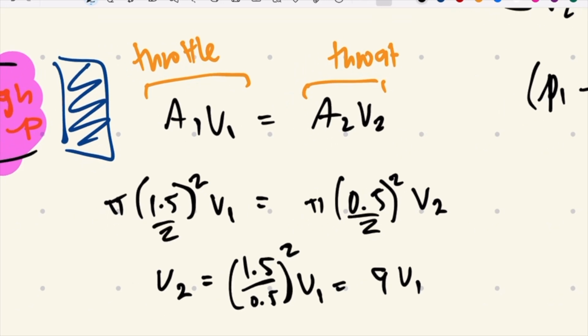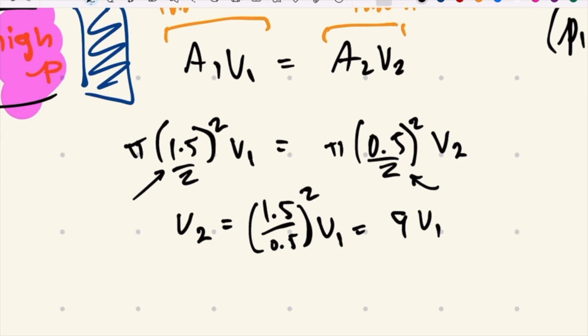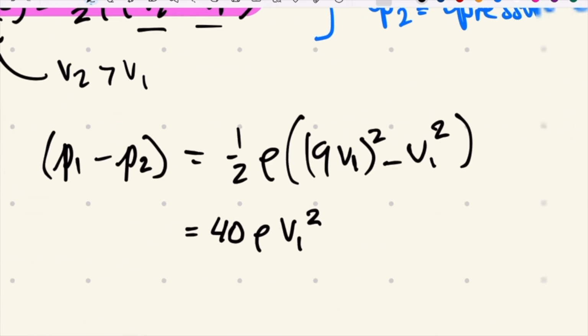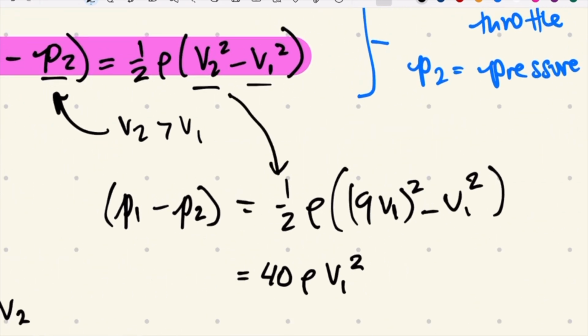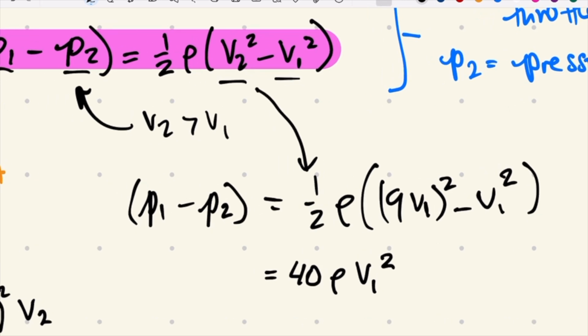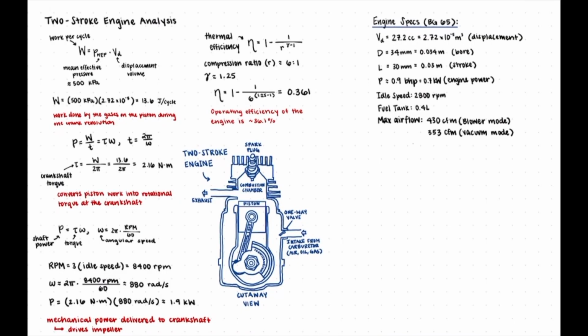Now, we can plug in some numbers into this situation. We found that the diameter of the throttle valve is approximately 1.5 centimeters, and we approximated that the diameter of the throat is about a third of that, meaning that we get a velocity through the throat that's 9 times the velocity through the throttle valve. So, using this equation that we found earlier, we can plug the numbers in and find that the pressure difference is about equal to 40 times rho times V1 squared, which is an enormous pressure difference generated from a relatively small change in geometry.